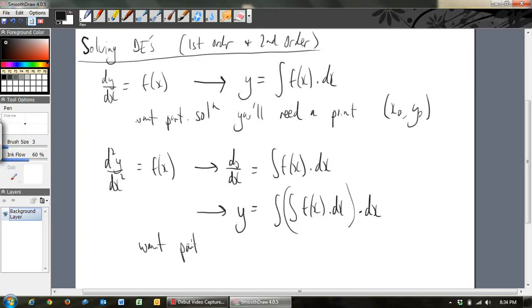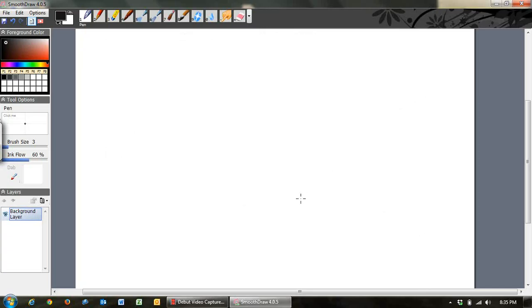If you want a particular solution for this one, have a think about this. If you integrate it once, you get one constant. Then you're integrating it again, you're going to get another constant. So you're going to have two constants that you don't know. So to find the particular solution, you'll need two points. So you need x1, y1, and x2, y2, two points on there to be able to find the first constant and the second constant to be able to find your particular solution. Okay, let's crack on.